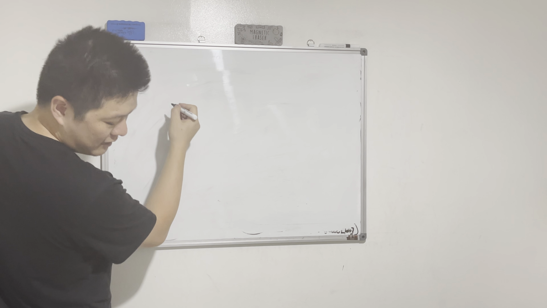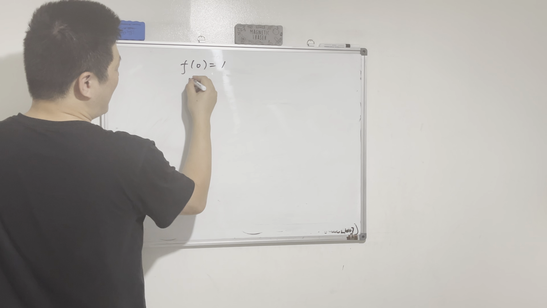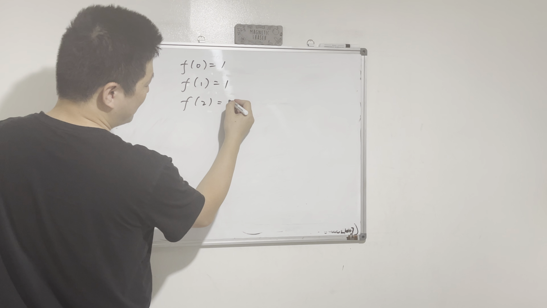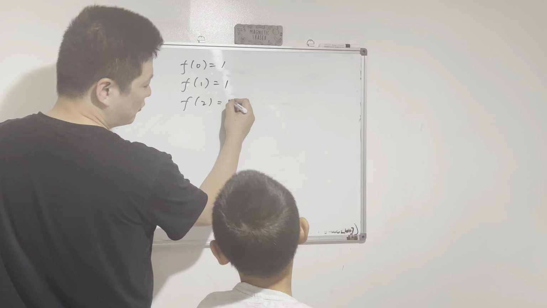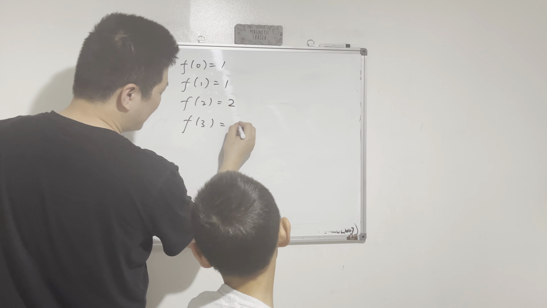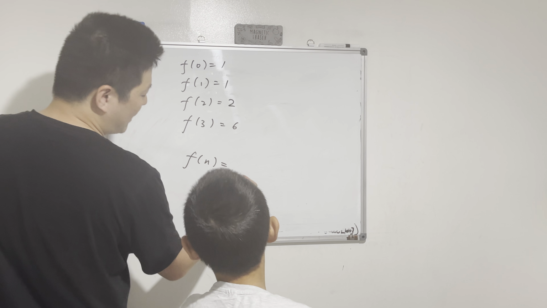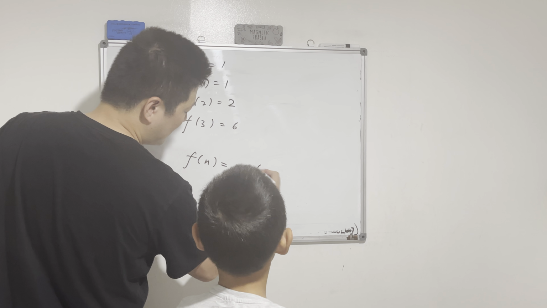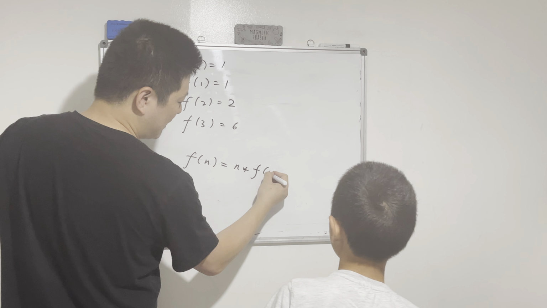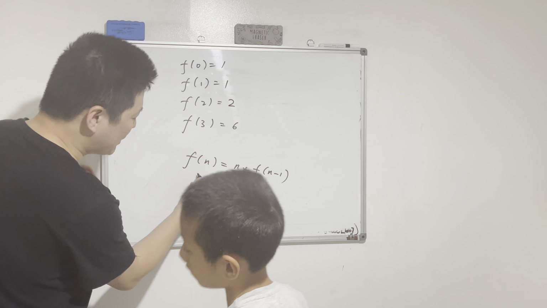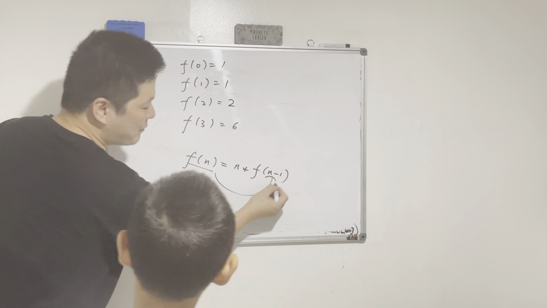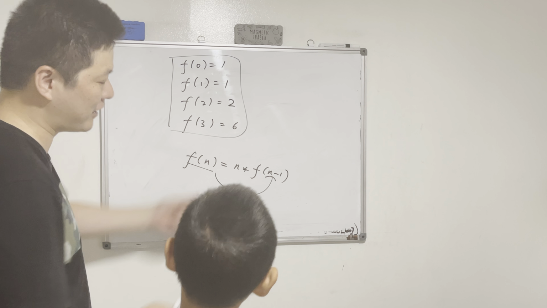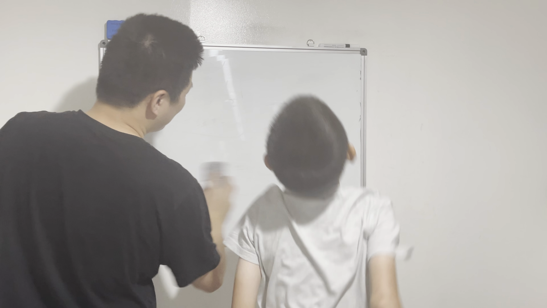Factorial. Okay? F0 equals 1. F1 equals 1. F2 equals what? Factorial. F2 equals 2. Okay, F3 equals 6. Okay, Fn equals what? Equals n times what? Times F what? F n minus 1. Yeah, that's it. So let's do recursion. Look, Fn calls F n minus 1. And we know the initial condition, right? So if we implement this using recursion, how can we write it?